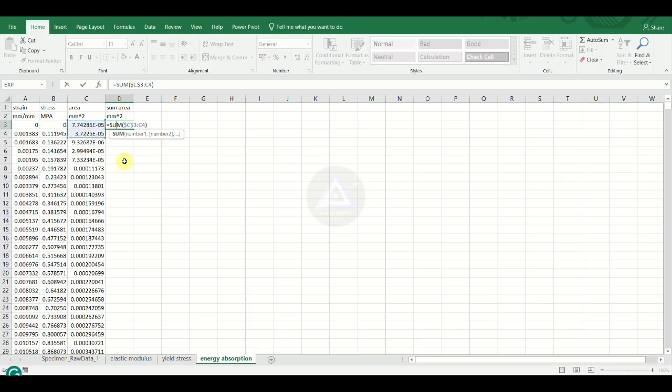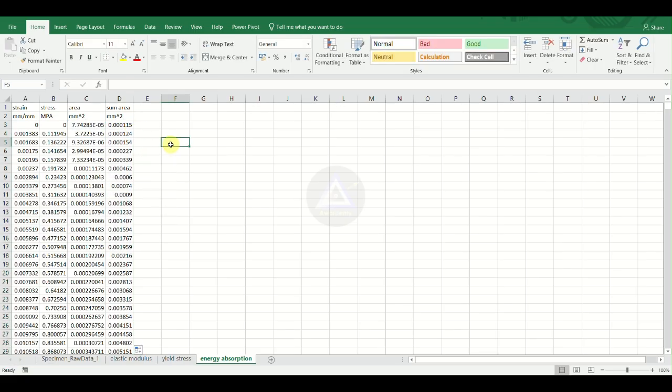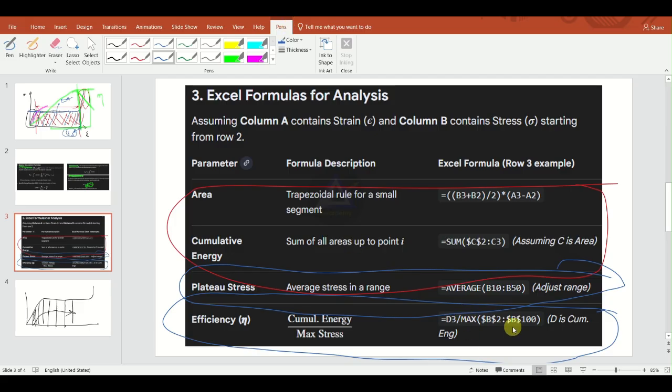So like that, this formula we are going to use. Okay, now just simply double click it here. So like this, we have measured the respective sum area. Now we need to measure the efficiency. So for that, we need to use the formula. So this relation we need to use to measure the efficiency value. By measuring this particular efficiency value, we are able to measure the particular densification strain. So from that, we can measure plateau stress, we can measure energy absorption. So let's use this particular formula with respect to our given data.